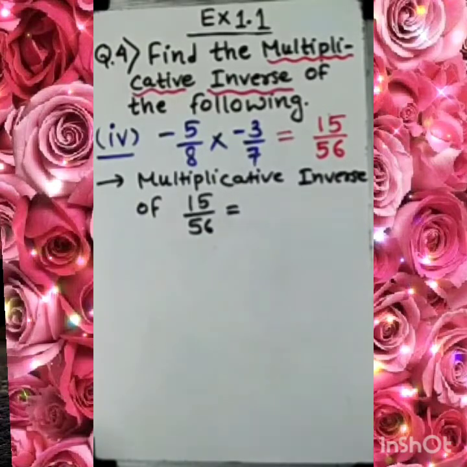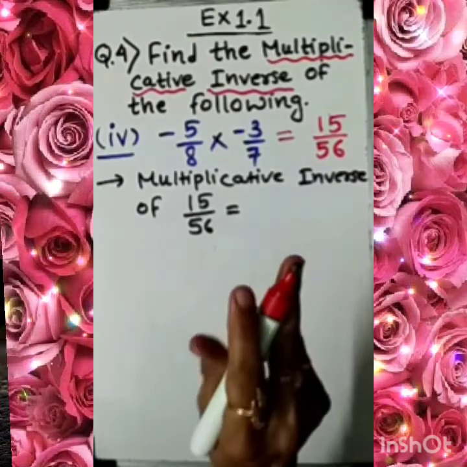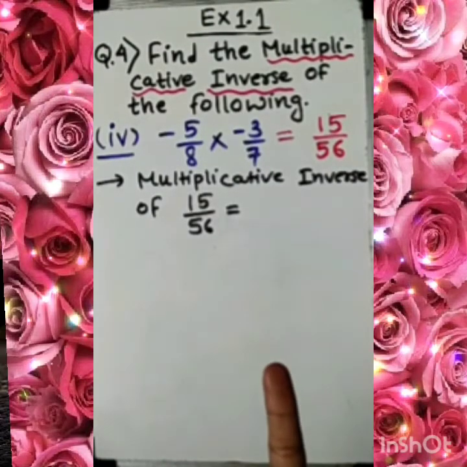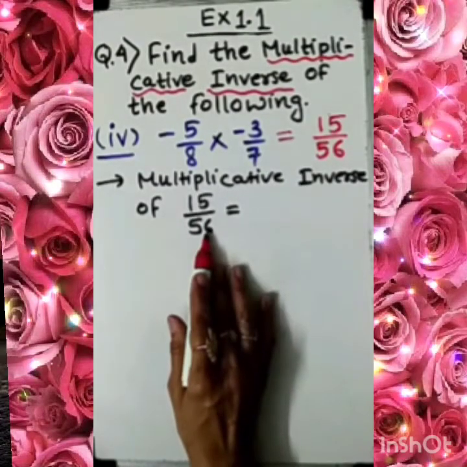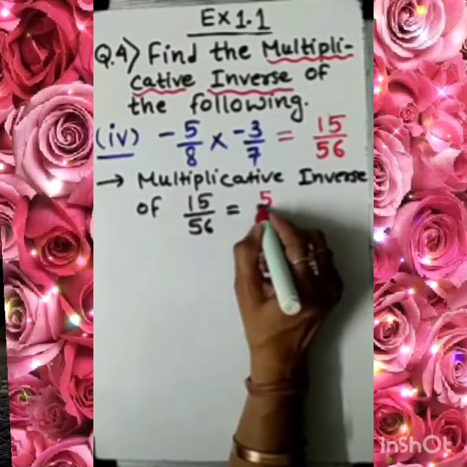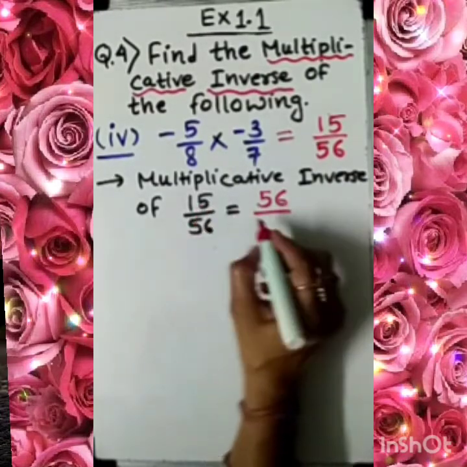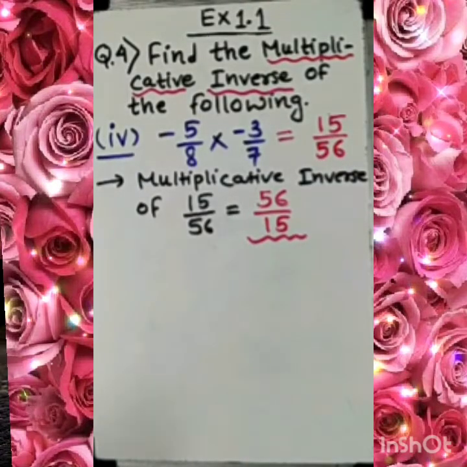Okay, 15 upon 56 is a positive number. So its multiplicative inverse will also be positive. Don't write a minus here; that is what we do in the additive inverse. So no need to change the sign. Only work on the numerator and denominator. The reciprocal, another name for the multiplicative inverse, will become 56 by 15. This is the solution.